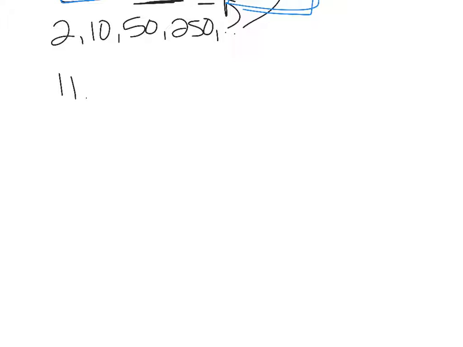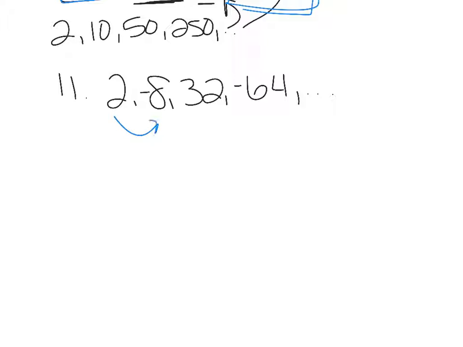Number 11 says 2, negative 8, 32, negative 128. So if I look at this pattern, to get from 2 to negative 8, I'd multiply by negative 4, negative 8 to 32, multiply by negative 4, 32 to negative 128. I don't erase that last term. Okay, you'd multiply by negative 4. So to get to each term, you take the term right before it, multiply by negative 4.